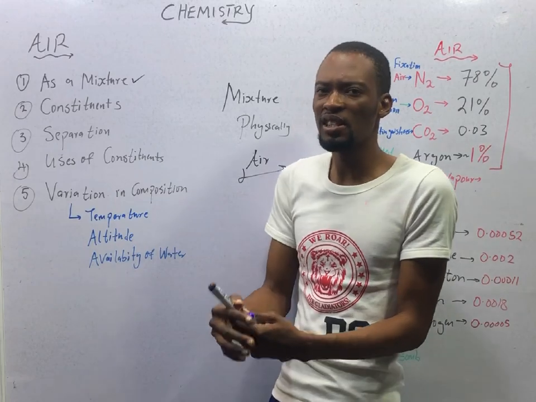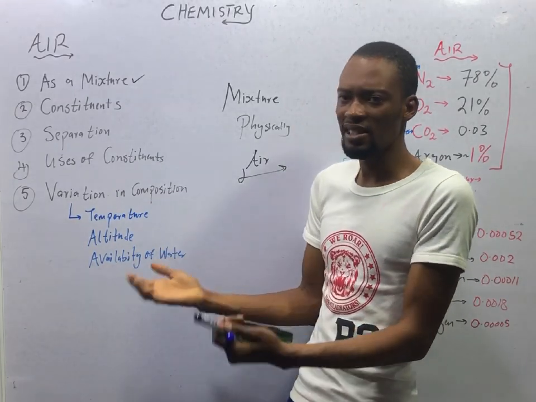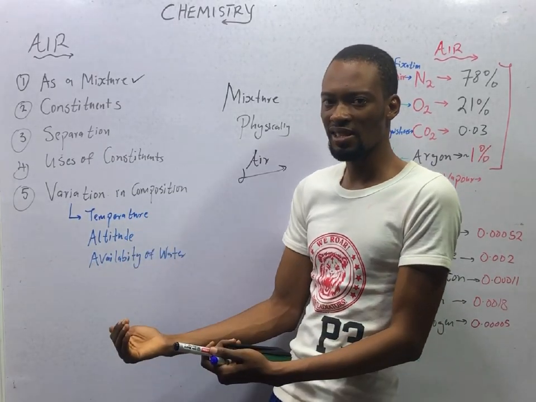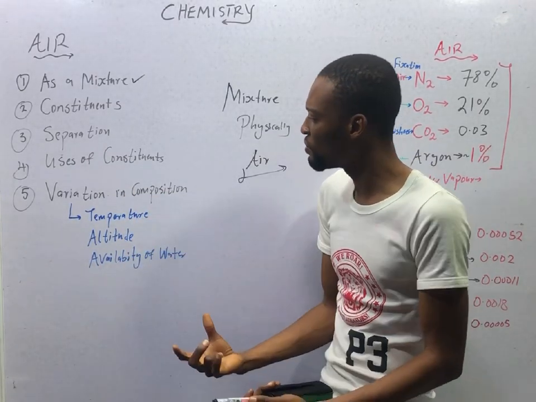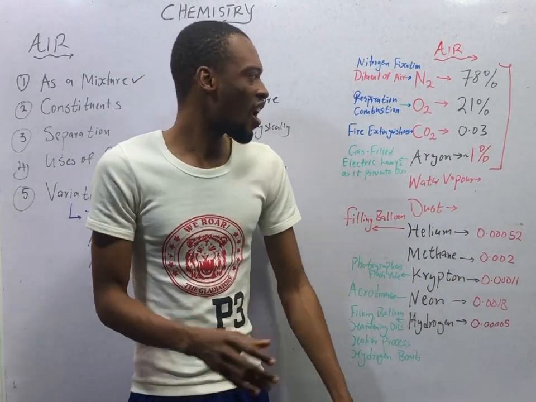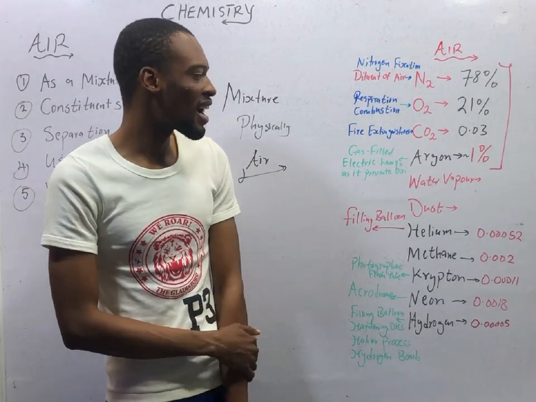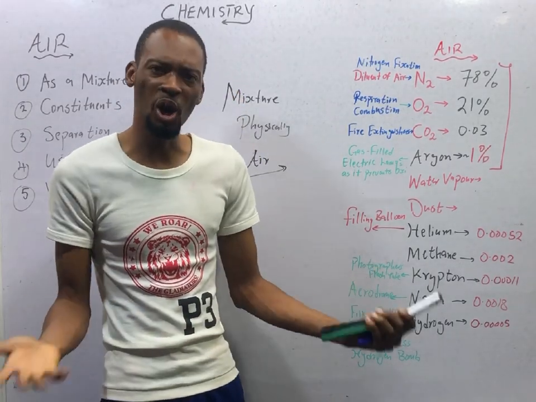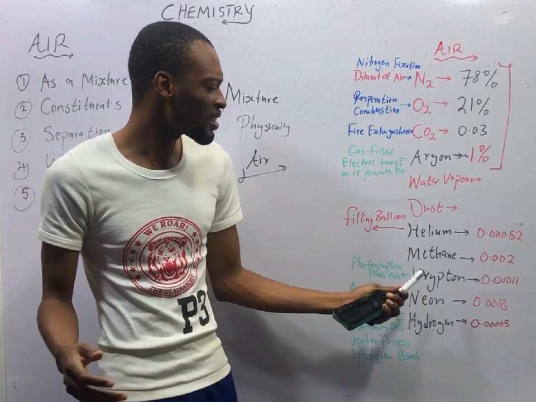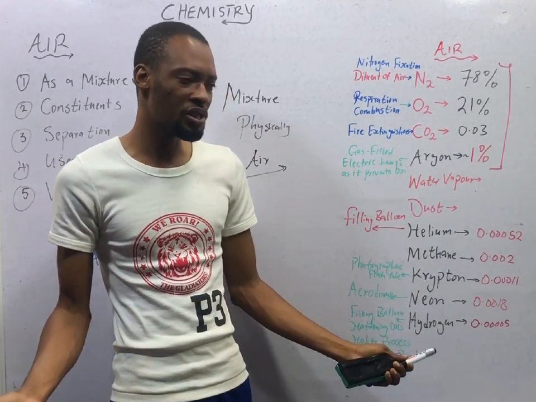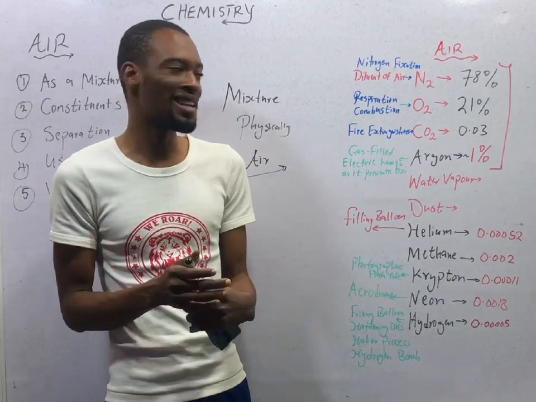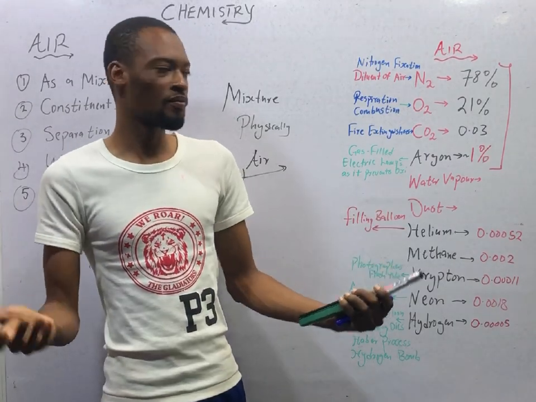Like bronze is a mixture of copper and tin. Brass is a mixture of copper and zinc. So you see the things making up the mixture. For air, we have nitrogen, oxygen, carbon dioxide, argon, water vapor, dust. Other components of air are helium, methane, krypton, neon, and hydrogen. Krypton, neon, helium, and argon are noble gases as a component of air.